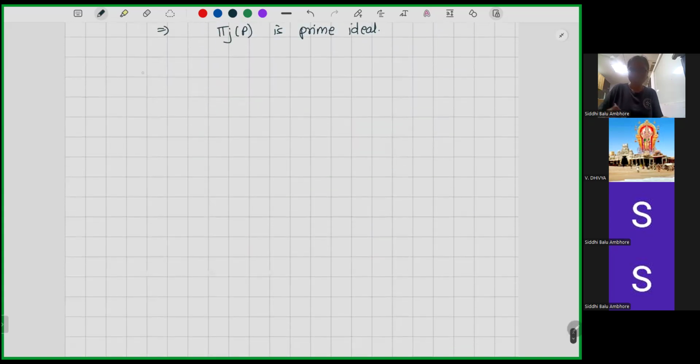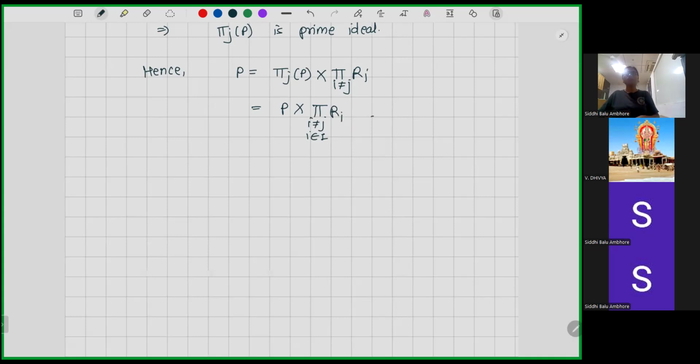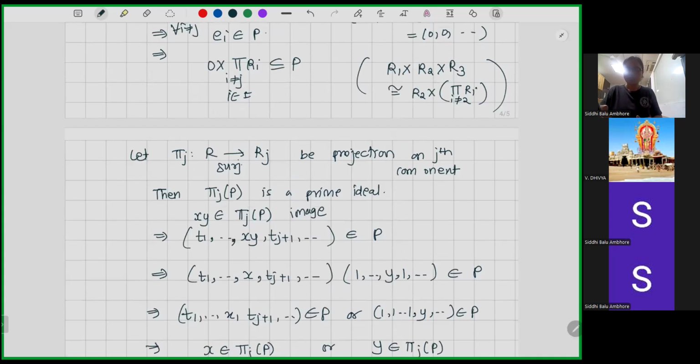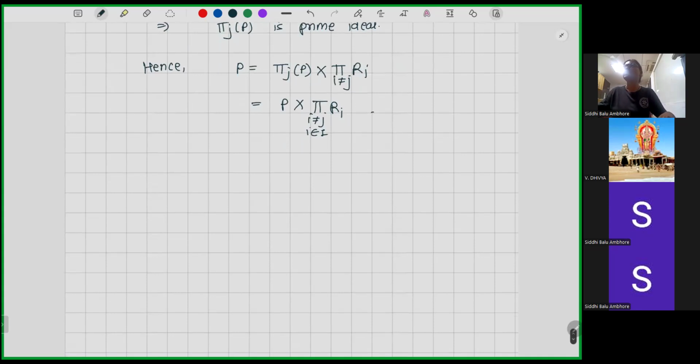And hence this prime ideal P is actually π_j(P) cross the product of R_i, i not equal to j. I mean, this is what we get. And this is nothing but, in fact, the projection. So it is just i not equal to j, R_i, i belongs to I. Is this clear? Like how this cross product and how the prime ideals look here? Or is there a doubt anywhere? These are some notations which I used here, but I hope you understand what they mean. So prime ideals of this form: one of the components is prime and the rest are whole rings.